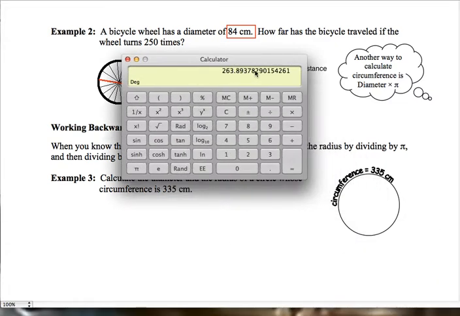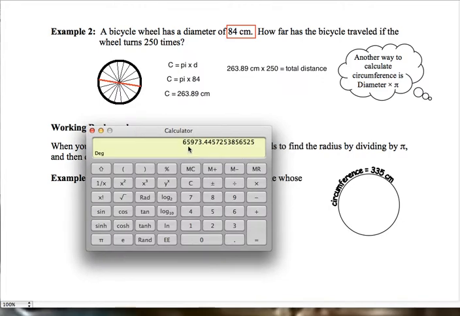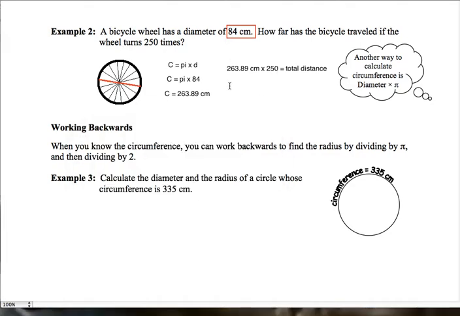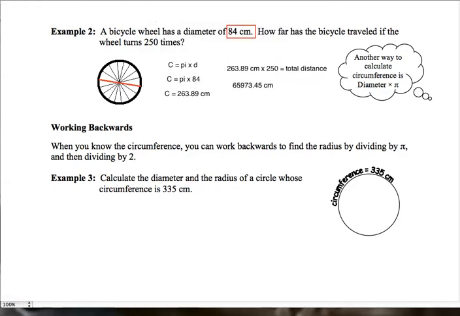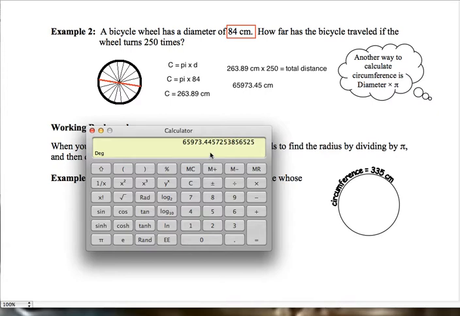Again, I still have this full number in here. I haven't erased all these decimal places. I multiply that by 250 to get my total distance, which is a much bigger number. Here I've got this answer, 65,973.4, and this is going to be rounded up to 5 centimeters, right? I could say 65,000, this is going to be tough to remember, 65,973, what was it, 4 or 5 centimeters? It's probably wrong. Let's have a little check. 65,973, okay, all right, so it was right.